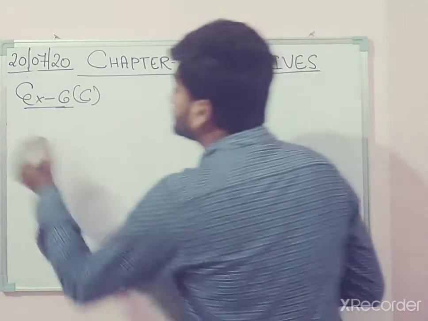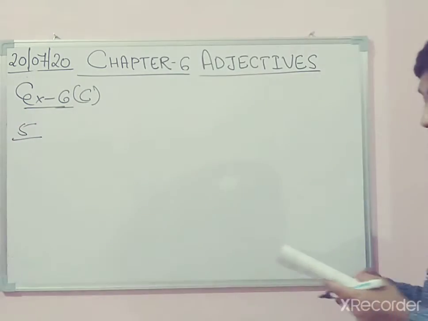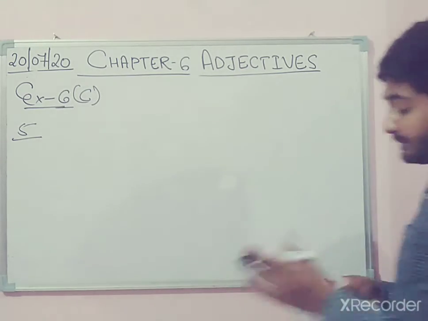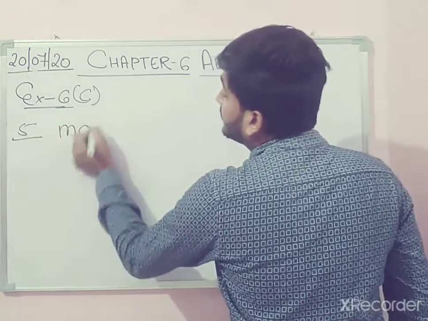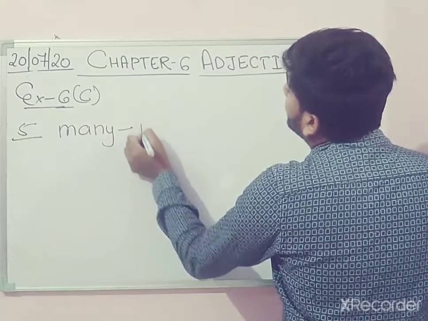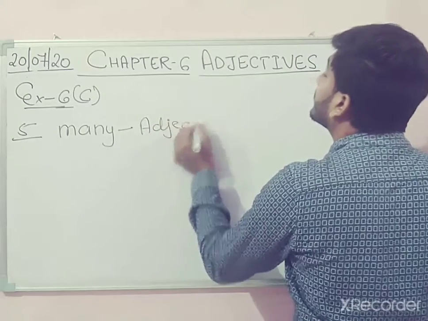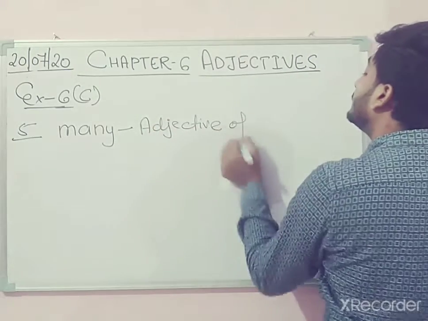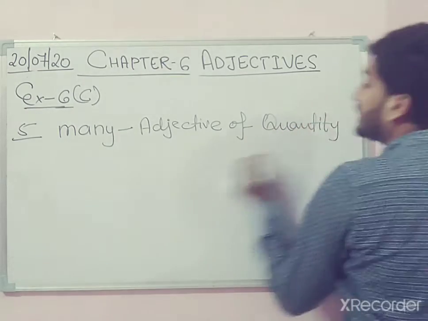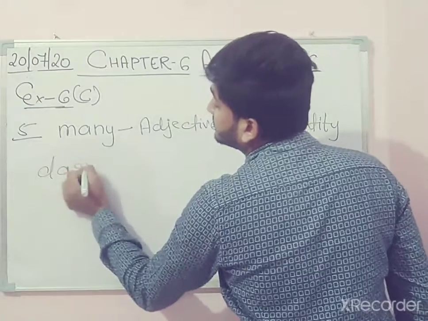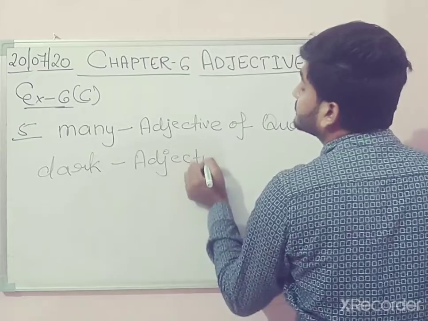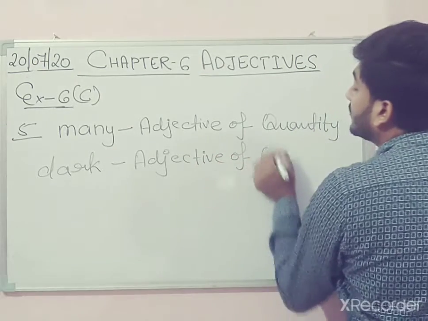Number 5 is there were many dark clouds in the sky. There were many dark clouds. How much? Many clouds. Clouds we cannot count. That's mean adjective of quantity. What kind of clouds? Dark clouds. That's mean adjective of quality.